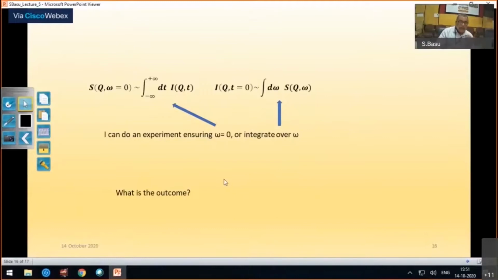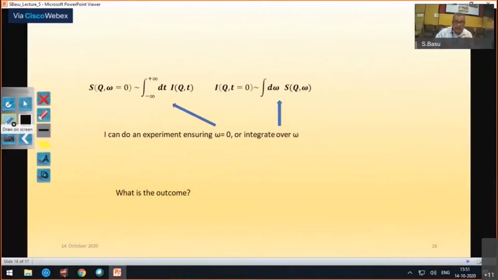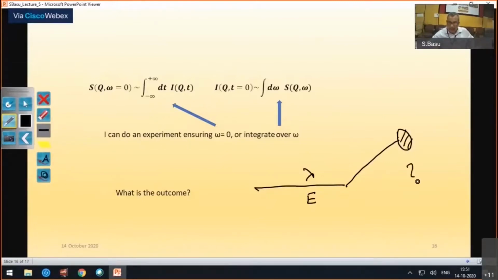But what it says, I can do an experiment where I ensure that the energy transfer is 0. How? I take an incoming neutron of some energy, of some wavelength. It goes in some direction. I don't know the energy, but I put a filter here. What is that filter? You don't know, but I put a filter here. I ensure that the neutron goes out with an energy E, and then it is detected in a detector. This is one experiment. I have ensured omega equal to 0.